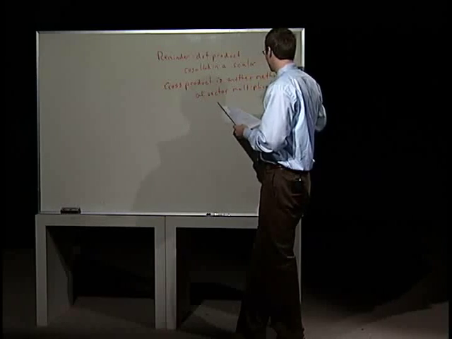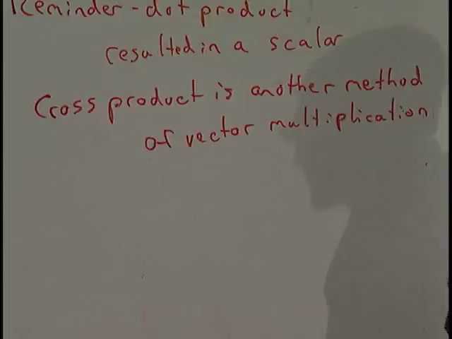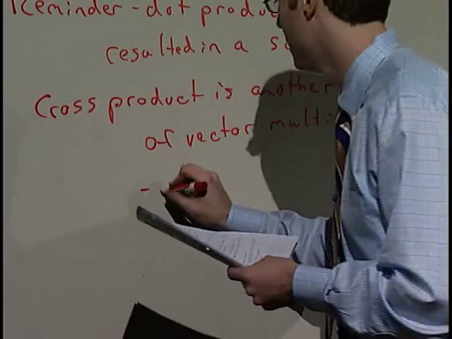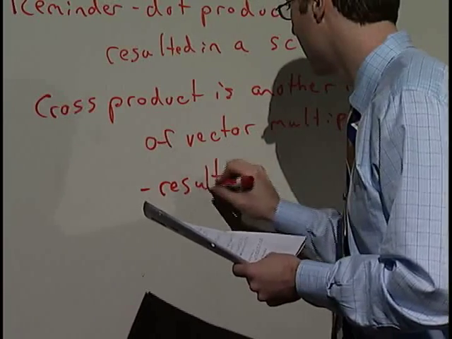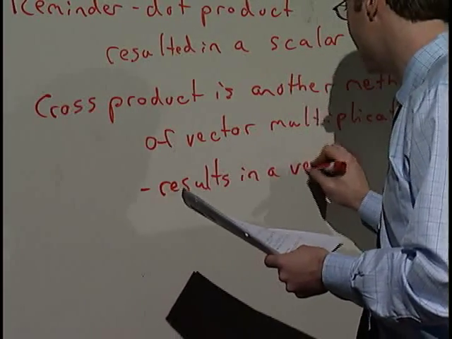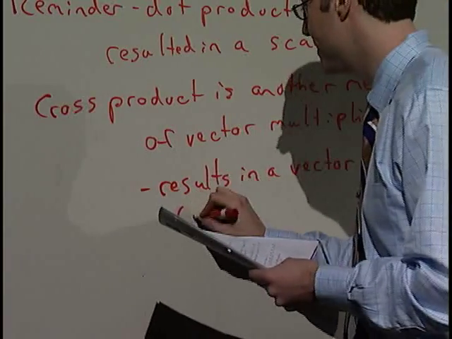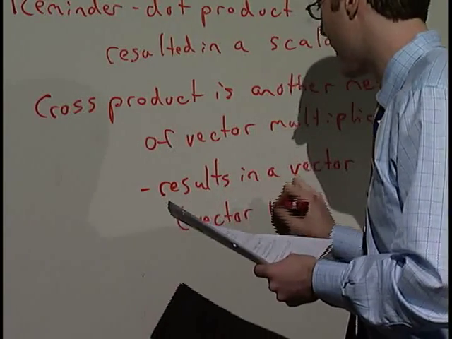And it should come as no surprise to us. This time we're going to get a vector as the response, not a scalar. So the result is a vector, and as such, it's sometimes called the vector product also.